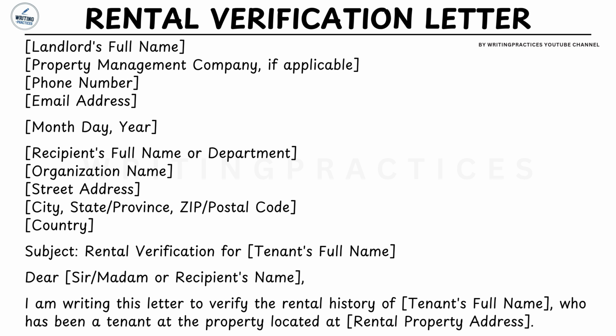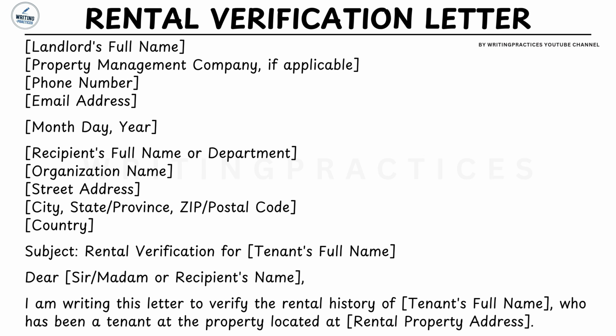This opening paragraph immediately explains the purpose of the letter while identifying both the tenant and the rental property. Include the tenant's full name and the complete rental address exactly as they appear in the lease agreement. Beginning with clear identification allows the recipient to quickly confirm whose rental history is being verified. Always verify the information against your lease records before preparing the letter to avoid accidental errors.